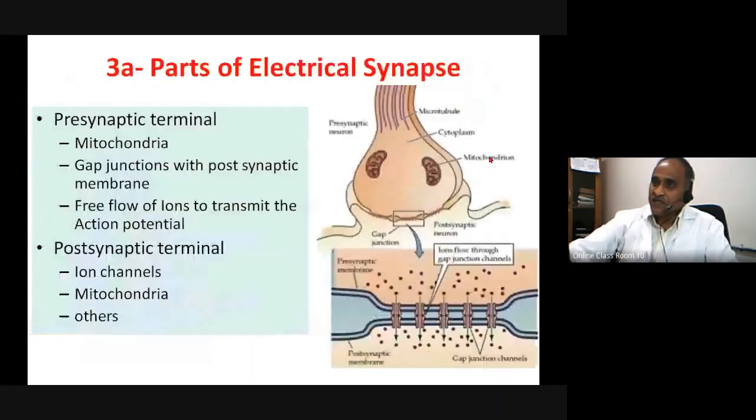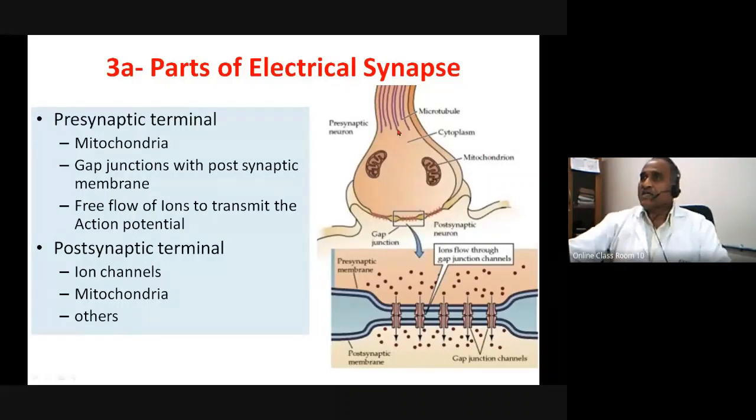the postsynaptic component. That is what I have written here for electrical synapse. For the electrical synapse, I have mentioned this is the presynaptic component. And what are the constituents or the parts in the presynaptic terminal? You see mitochondria. You see gap junctions between this membrane and this membrane. That's a requirement. And there should be a free flow of ions. These gap junctions should allow the free flow of ions. Of course, you require energy, which is coming from the mitochondria.